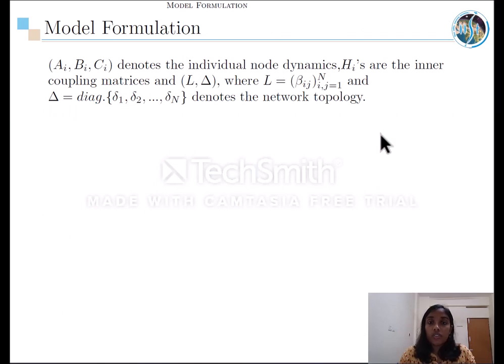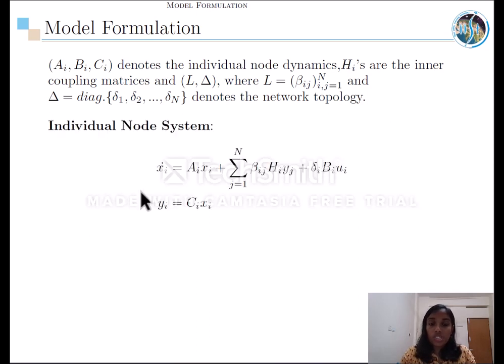Now here, we are going to consider a network consisting of n nodes, each having distinct dimensions, and also we have chosen the inner coupling matrices to be different, and these are aligned under a network topology L, and delta is the input matrix.